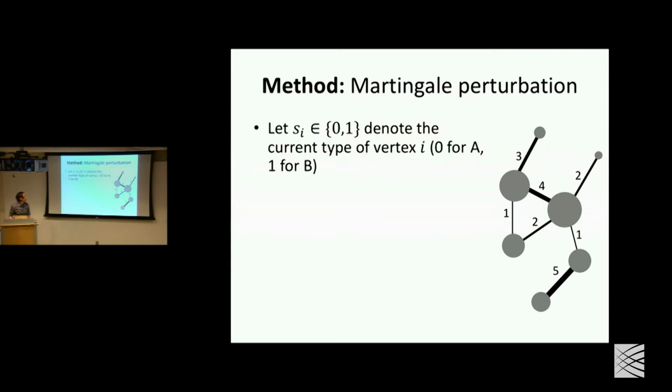Okay, so the method we're going to employ is perturbation of a Martingale. As I said earlier, it's perturbation of the neutral drift process. To define this, let's define an indicator variable for each vertex. It's 1 for type A and 0 for type B. Sorry, I said that backwards earlier; that was a typo.